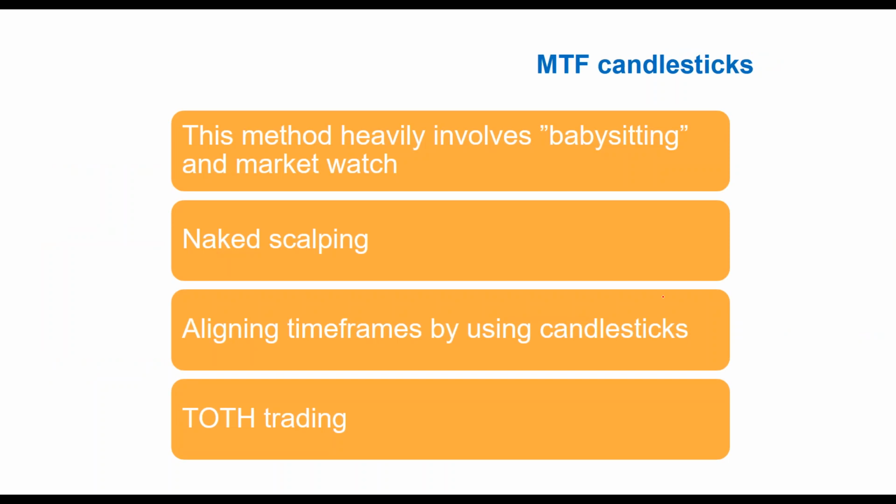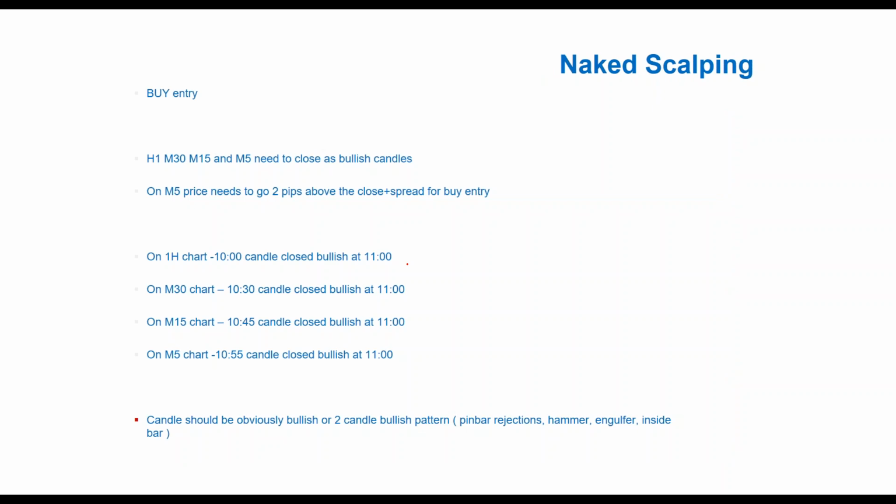Okay, now I will show you an example of how you might try to trade with multiple time frames. It's part of the naked scalping course, and maybe you should try to use this. It's very straightforward, and the principle is TOTH trading. It means that you can trade at the top of the hour. So very straightforward, guys: 1 hour, 30 minutes, 15 minutes, and 5 minutes need to close as bullish candles.